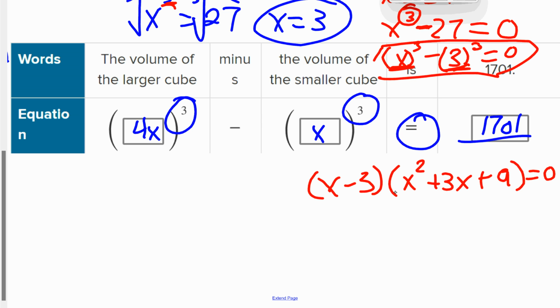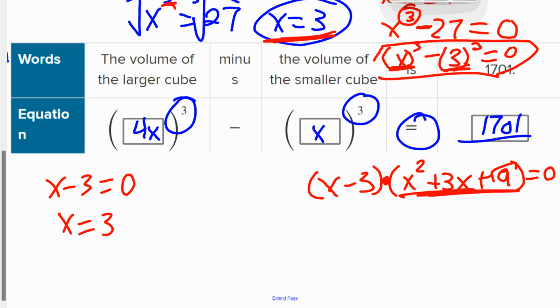And now I can set these both equal to 0, because now I can use my zero product property. Since we got multiplication, so x minus 3 equals 0, which we can see we get our answer of 3 just like this one. But this one gives us the other 2. And what times what is 9 but adds to 3? Well, that's not possible, so I have to do the quadratic formula. So x equals negative b plus or minus the square root of b squared minus 4 times a times c, which is negative, what's 4 times 9? 36.